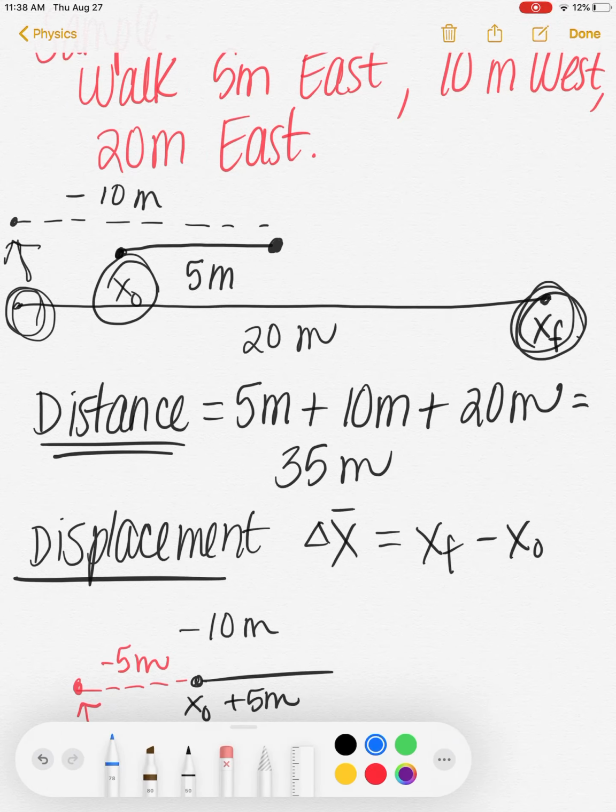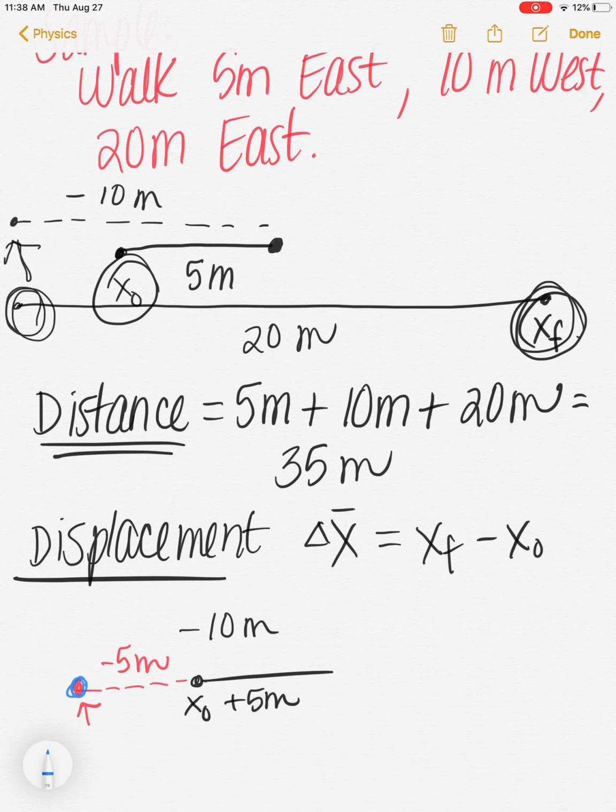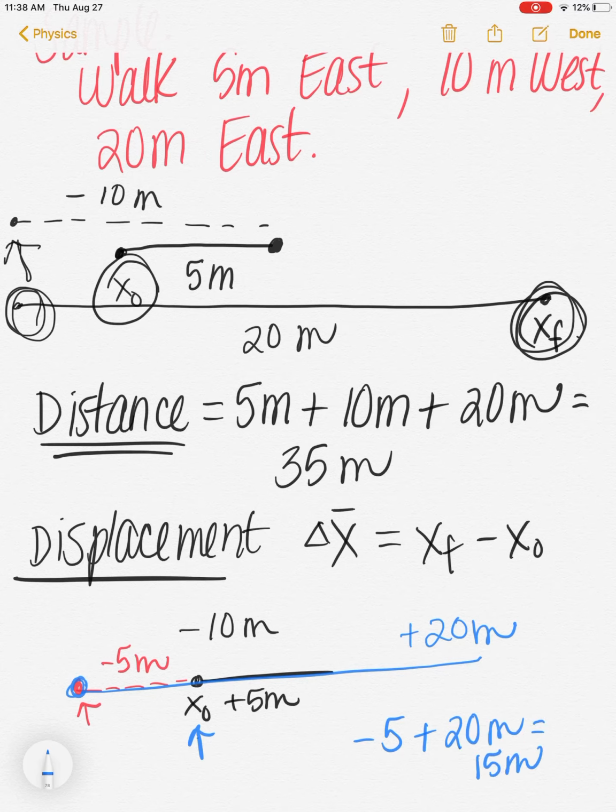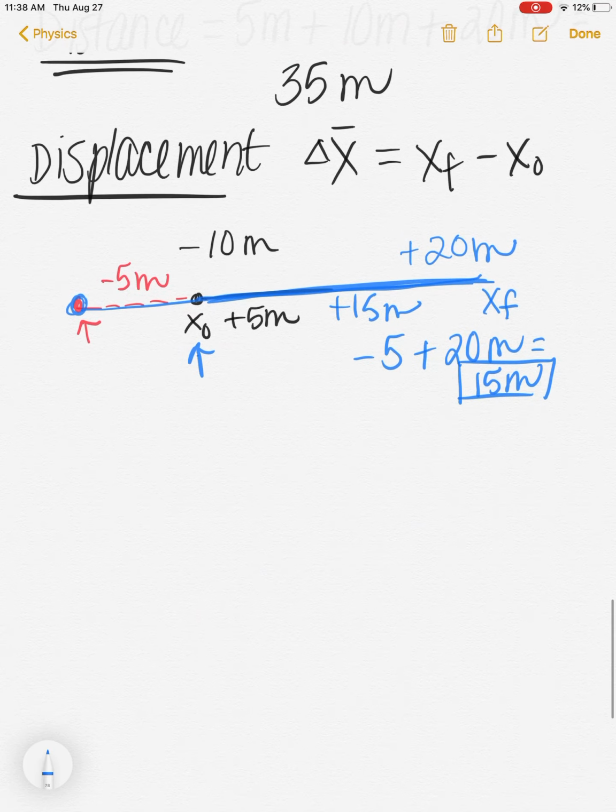Then it says for the next part that you begin here at this point and you're going to go positive 20 meters. We can't say that we're 20 meters from the origin anymore. We can only say that we started at negative 5 and we went positive 20. So negative 5 plus 20 meters is going to mean I end up at a positive 15 meters from my origin. In this picture, the distance between where I started and where I finished is positive 15 meters.